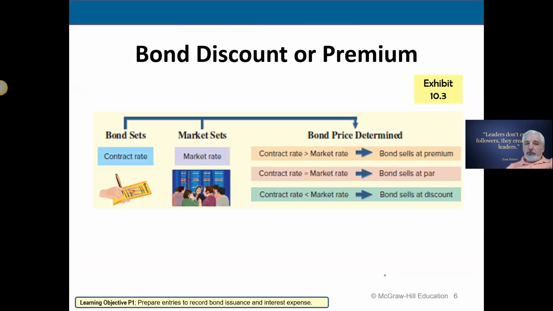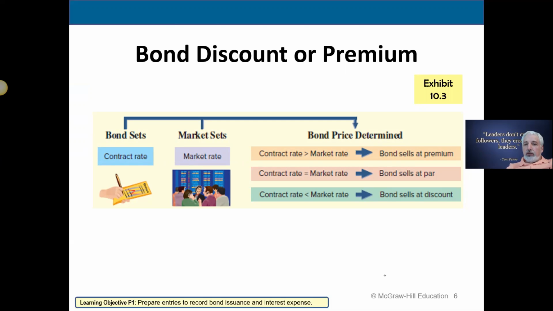But this is what I was getting at before. We have a market rate and a stated or contract rate. If the contract rate of 10% is greater than the market rate of 9%, that bond is more valuable. It sells at a premium. People will pay more for it. You can charge more for it. You deserve to charge more for it because that's what the market's telling you can do.